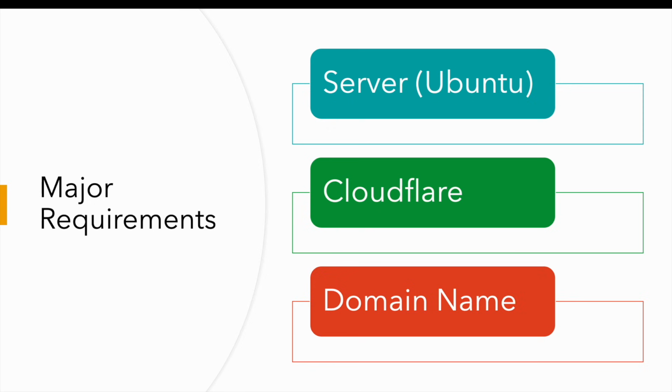The major requirements are: you need to have an Ubuntu server with a minimum of 2 GB RAM, a Cloudflare account, and preferably a domain name. A domain name is a must. You can get it directly from Cloudflare itself, or from any of the domain providers like GoDaddy or BigRock, or any vendor where you can procure the domain, and you have to connect it with the Cloudflare account.